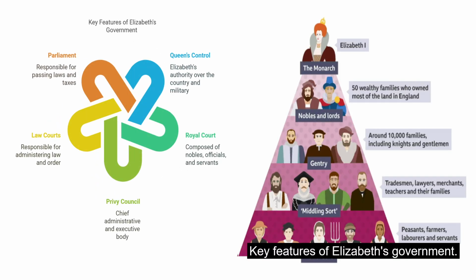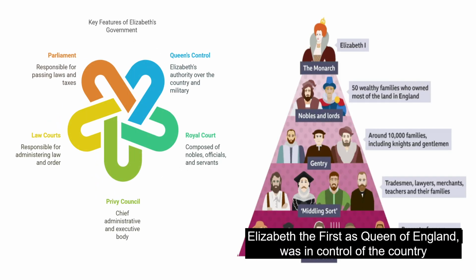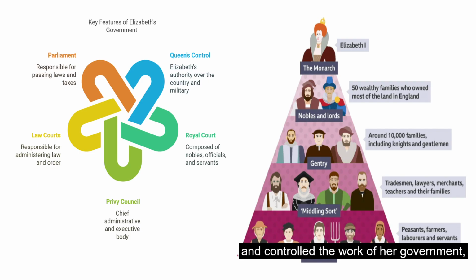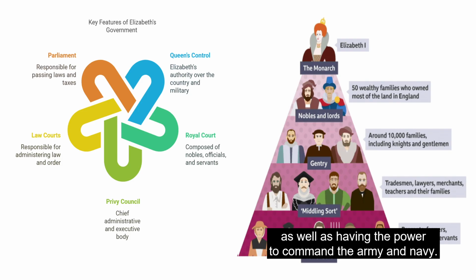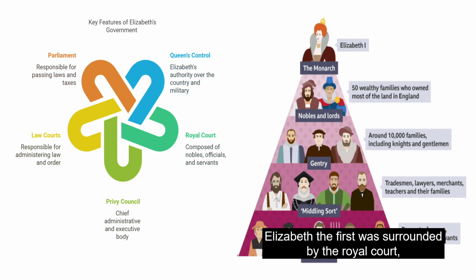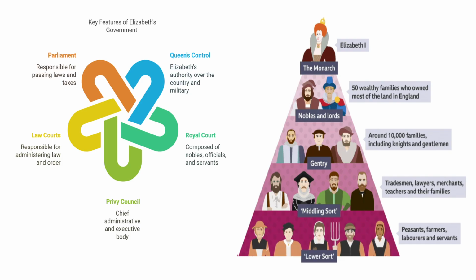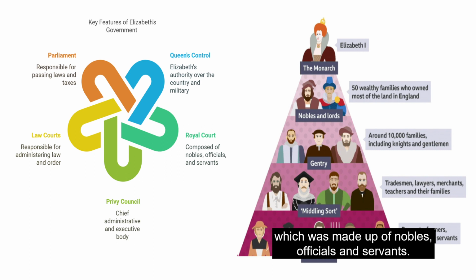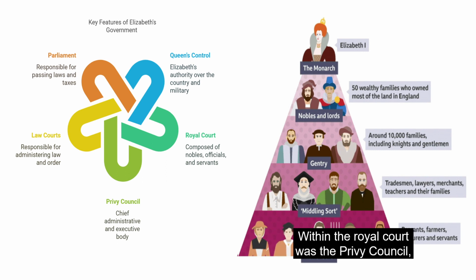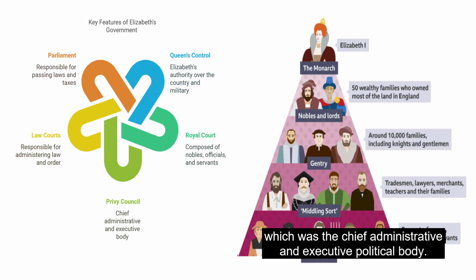Key features of Elizabeth's government. Elizabeth I, as Queen of England, was in control of the country and controlled the work of her government, as well as having the power to command the army and navy. Elizabeth I was surrounded by the royal court, which was made up of nobles, officials, and servants. Within the royal court was the Privy Council, which was the chief administrative and executive political body.